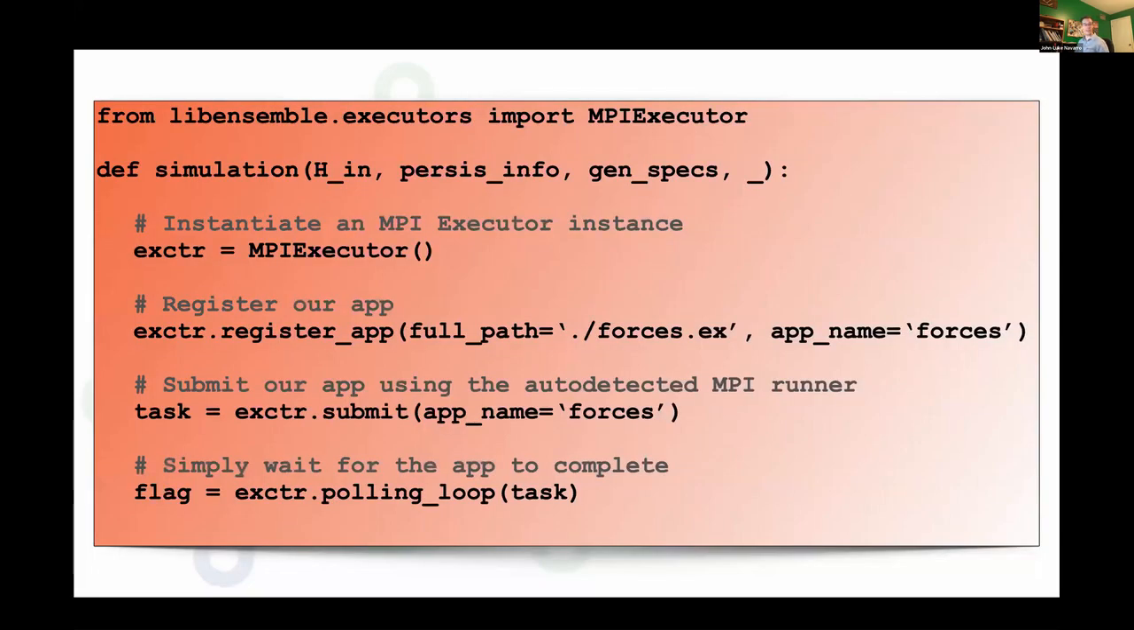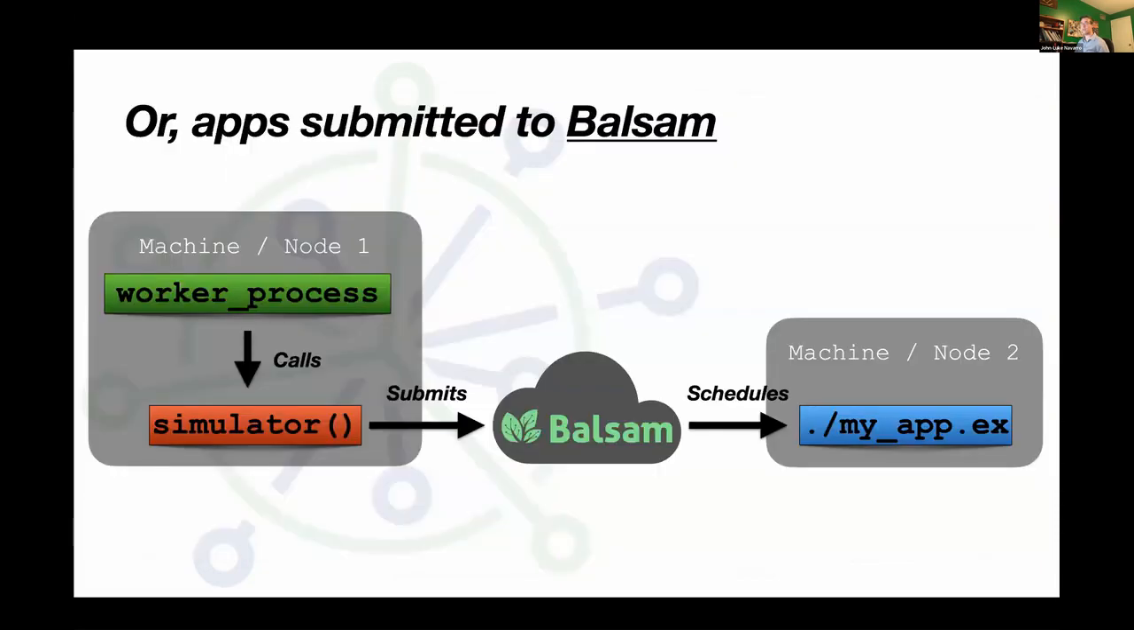So this syntax within a simulation function should hopefully be familiar by this point, but a user function that fits into those two common configurations typically resembles this layout, where an MPI executor is instantiated, an app is registered, submitted, and then the running app or its output is evaluated using the returned task object.